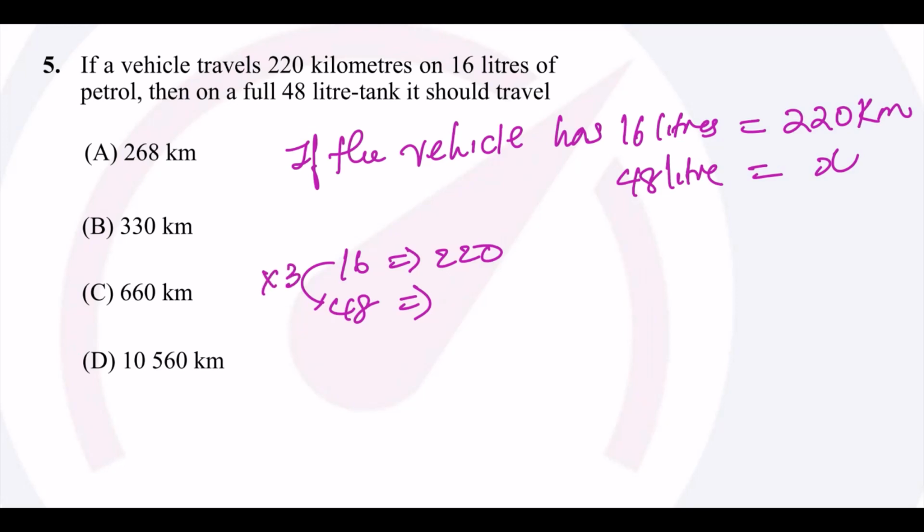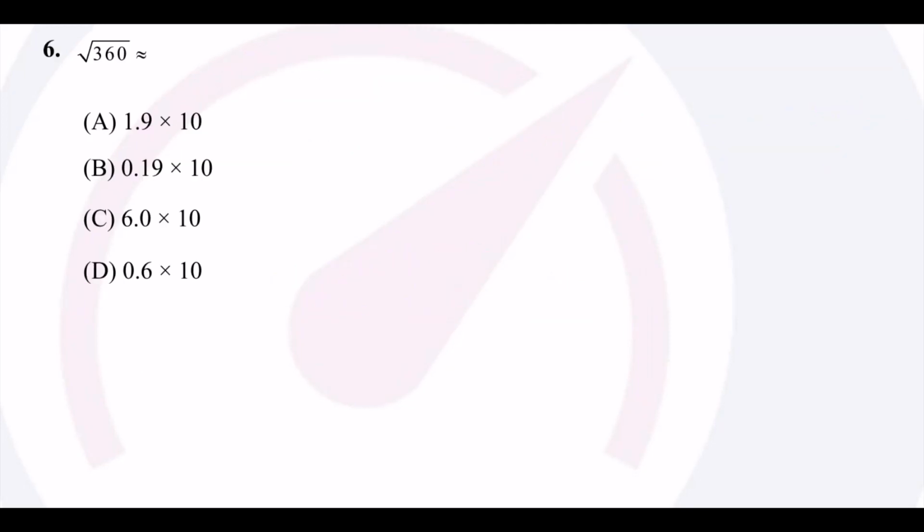Or you could easily say in your head, 16 into 48 goes 3 times. So if I multiply this side by 3, then I have to also multiply this side by 3. So 220 multiplied by 3 gives me 660. So the answer that matches is C, 660 kilometers.